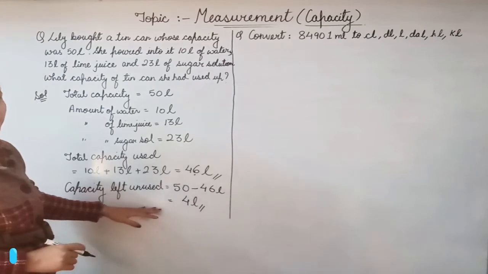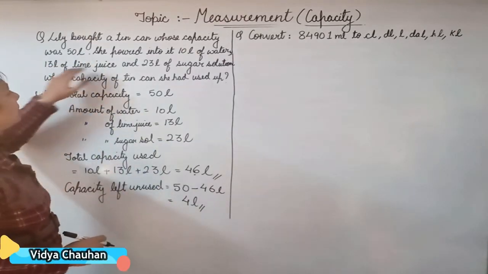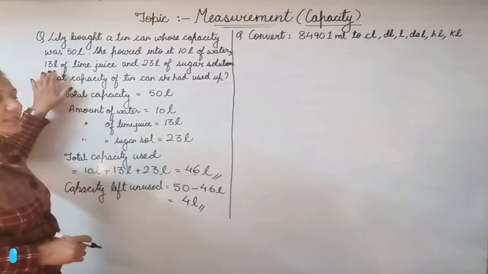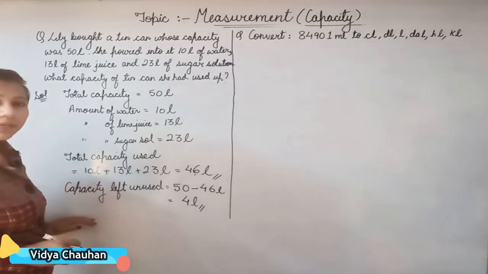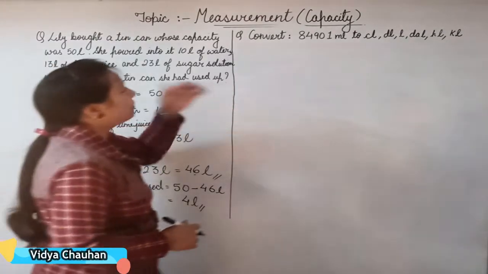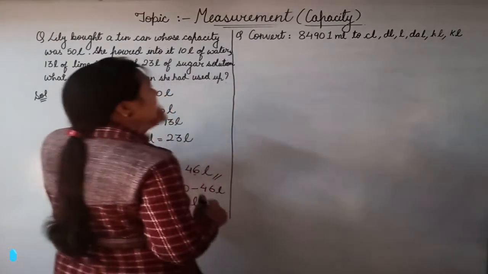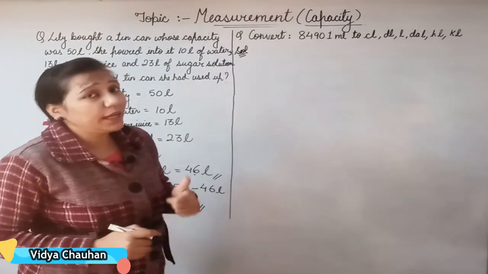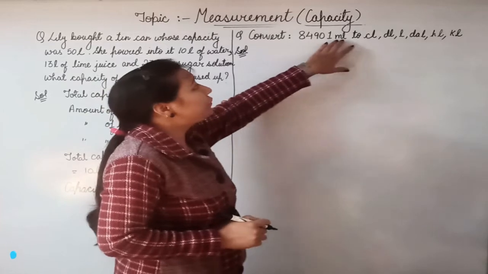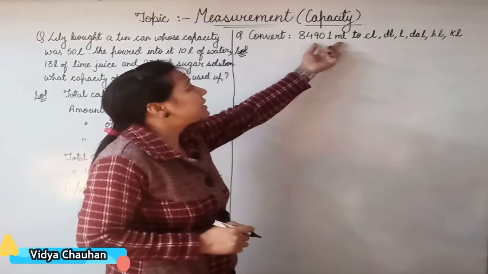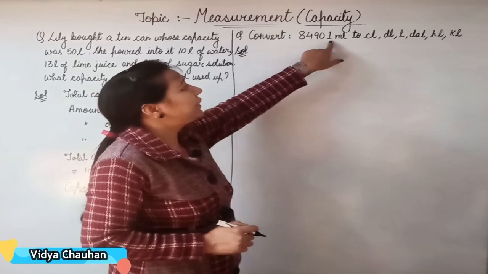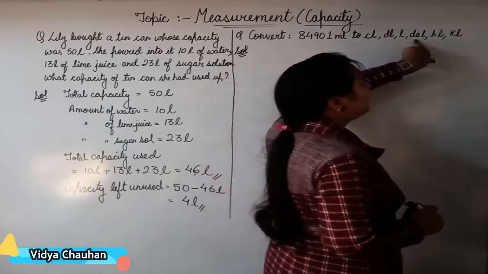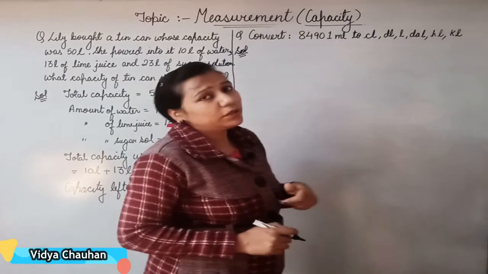So this is your first solution in which total capacity was given and some individual ingredients which were being poured into the tank were given to us, and we have solved the question in this manner. Clear, students? Coming to the second part. In the second part, you have to do some conversions. Just as we have done the conversion in case of length and mass, here we have to do the conversion from milliliter. A value is given in milliliters, that is 84,901 milliliter, to centiliter, deciliter, liter, decaliter, hectoliter and kiloliter.